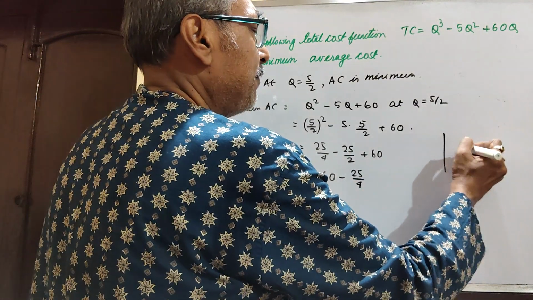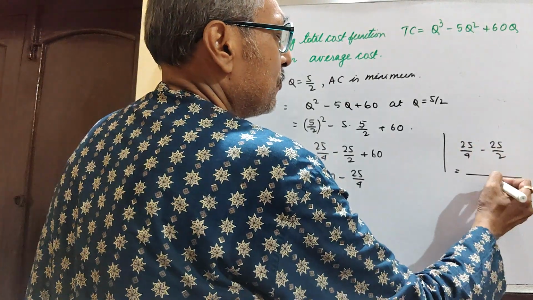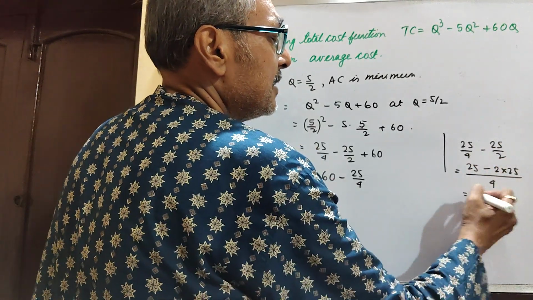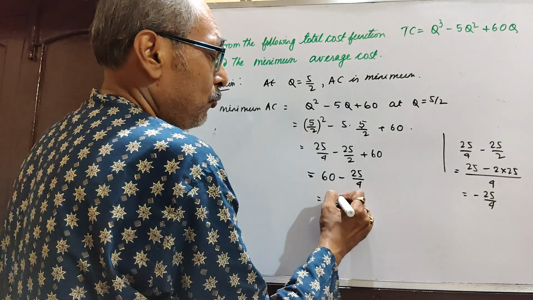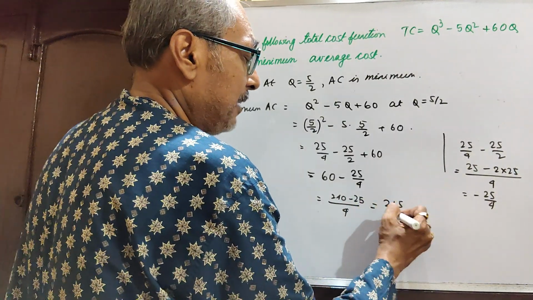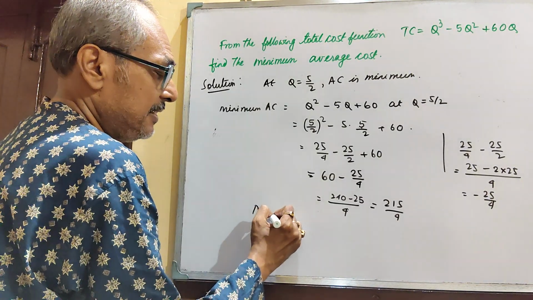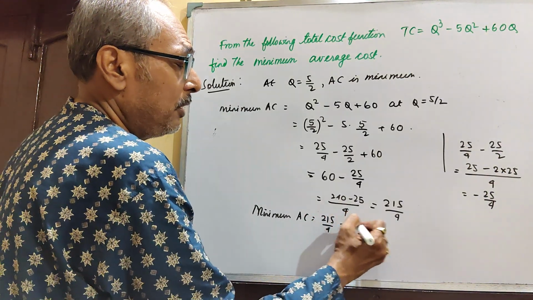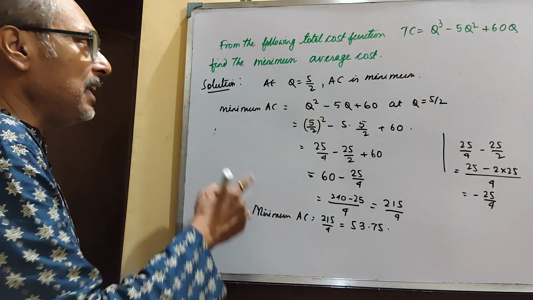This is 60 minus 25/4, because 25/4 minus 25/2, we take the LCM as 4. This is 25 minus 2 into 25. This is minus 25/4. That is 240 minus 25/4. This is 215/4. If we calculate this value, then minimum AC is 215/4, or 53.75. This is the answer of this question.